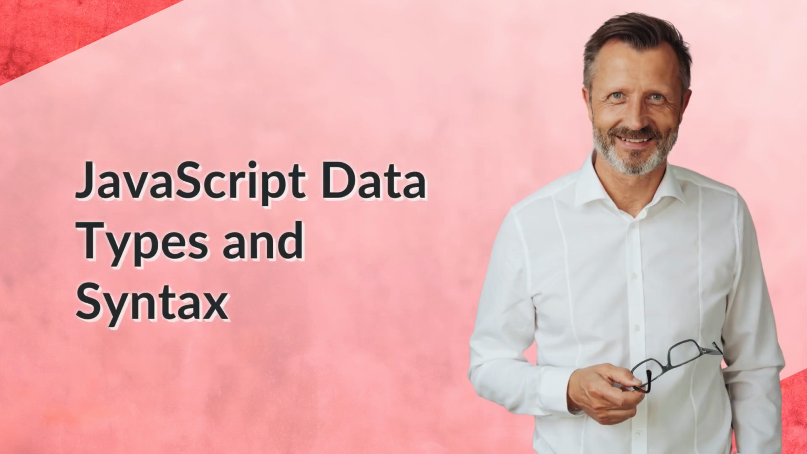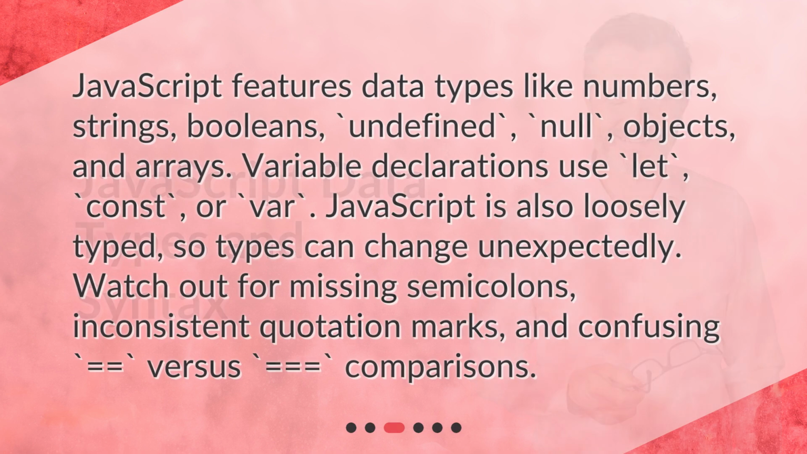JavaScript data types and syntax. JavaScript features data types like numbers, strings, booleans, undefined, null, objects, and arrays. Variable declarations use let, const, or var. JavaScript is also loosely typed, so types can change unexpectedly. Watch out for missing semicolons, inconsistent quotation marks, and confusing equals versus equals comparisons.